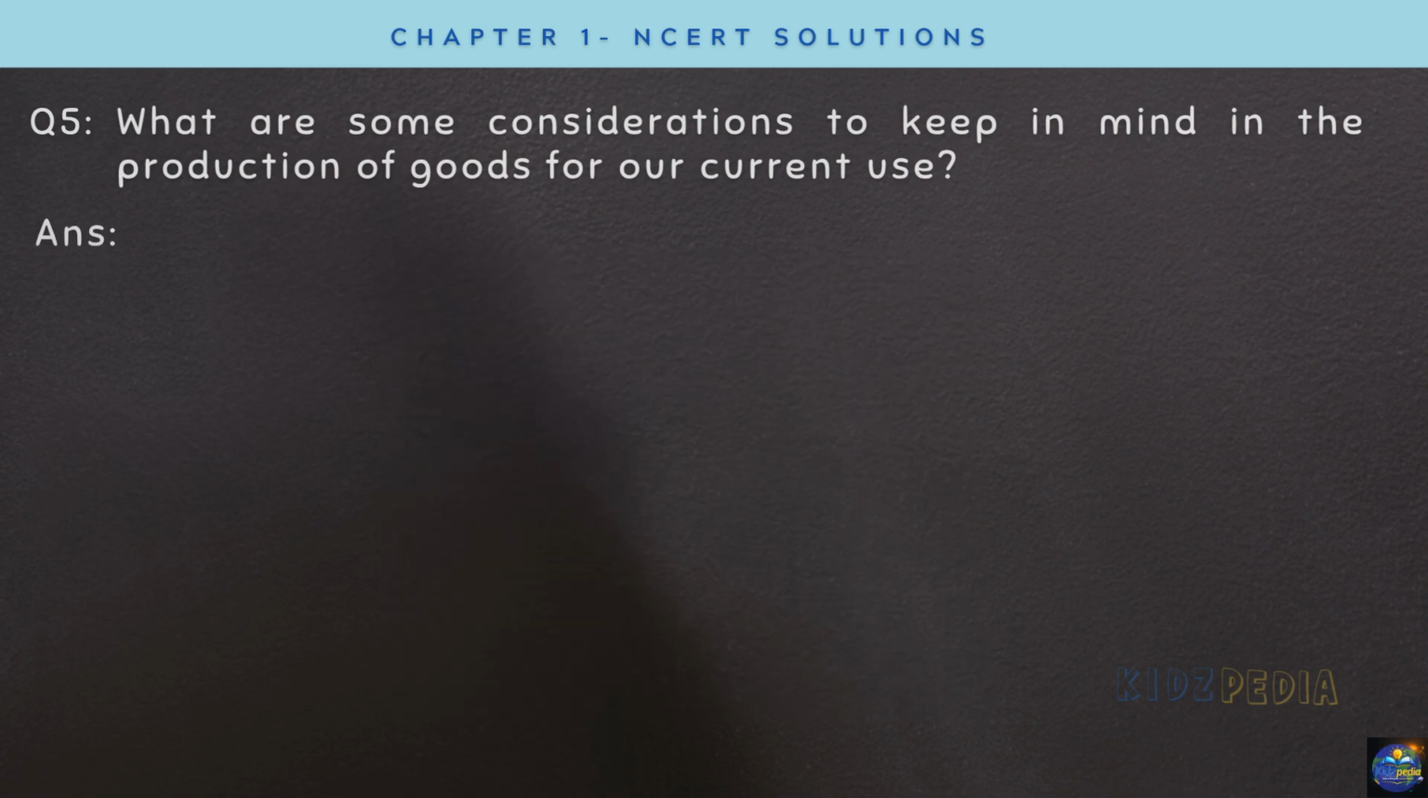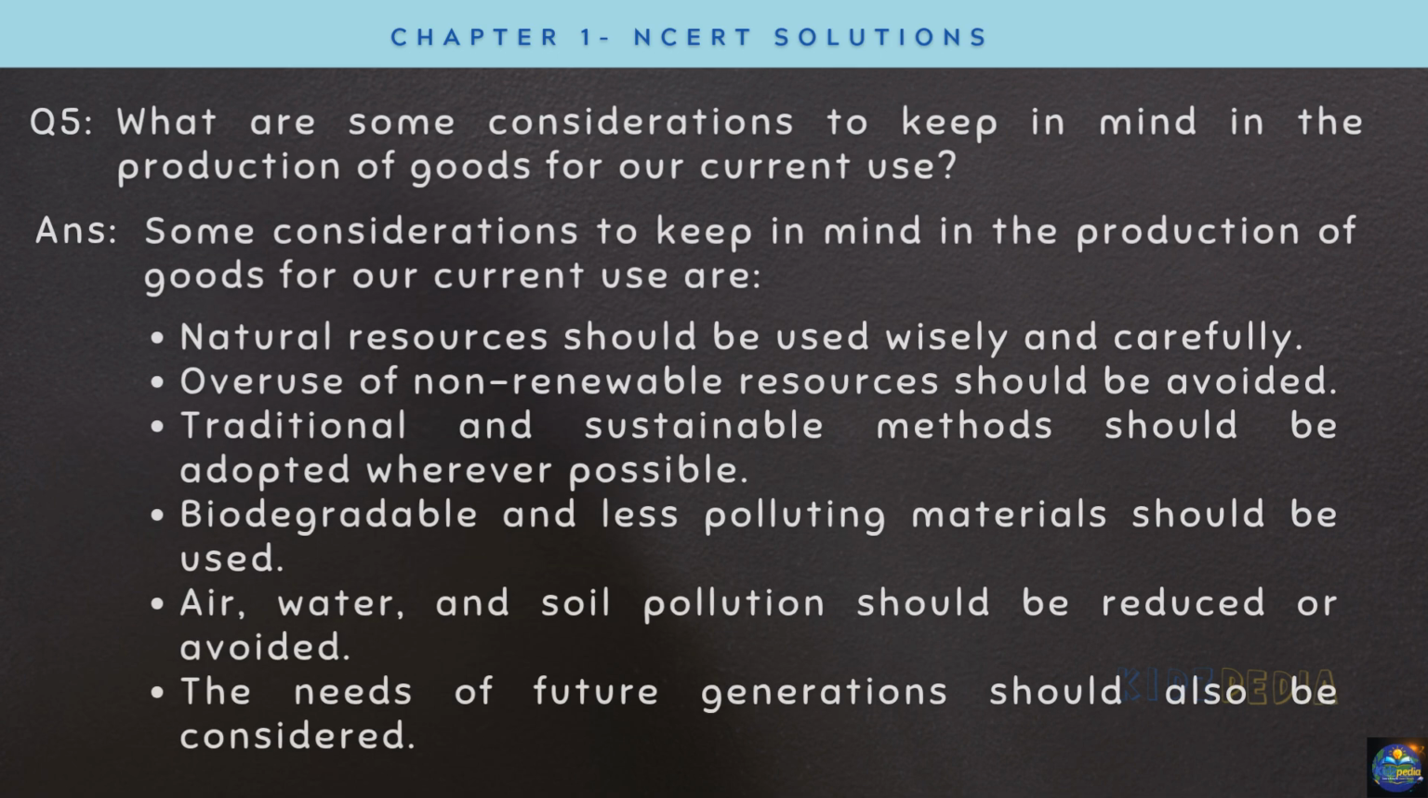So you can write the answer as: some considerations to keep in mind in the production of goods for our current use are natural resources should be used wisely and carefully. Overuse of non-renewable resources should be avoided. Non-renewable resources like coal and petroleum are limited, so we should not overuse them. Traditional and sustainable methods should be adopted wherever possible. Traditional methods and eco-friendly practices can reduce damage to nature.